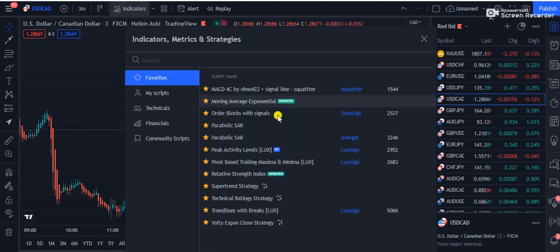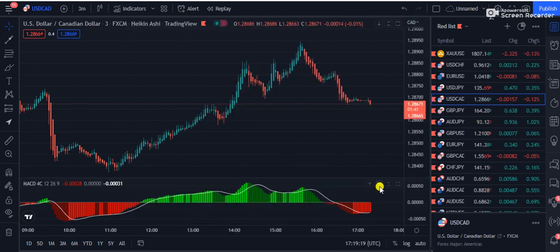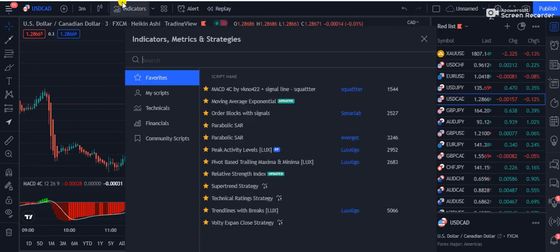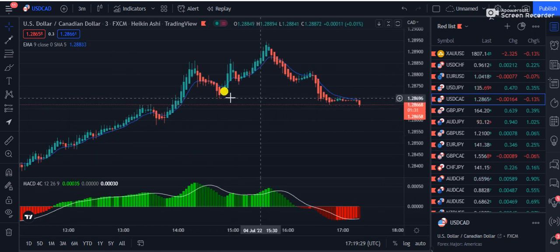Now let's move towards the strategy. So you will need the first indicator, that is MACD 4C by Wigno, plus signal line by Squatter. Okay, so you will use this indicator first, and you can see the MACD indicator is attached on our screen. The second indicator that we will be using with this is the exponential moving average. So you can see that the moving average is attached on our chart.